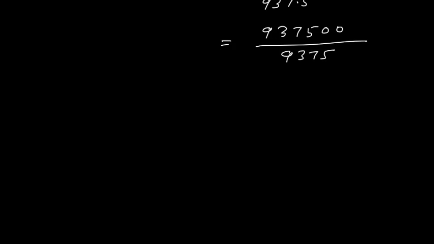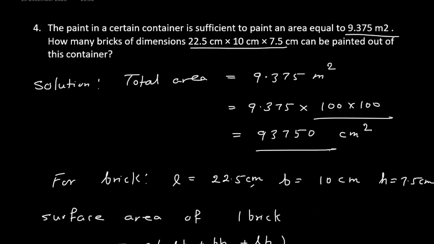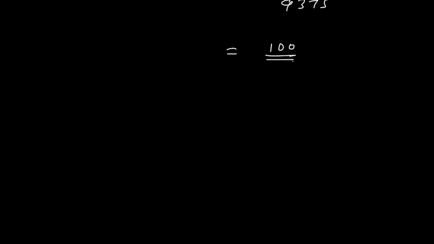Now numerator is 9375 into 100 and this is 9375. 9375 will cancel and your result will be 100. So therefore number of bricks will be 100. So here the paint, how many bricks of this dimension can be painted? So therefore I will say that 100 bricks can be painted.